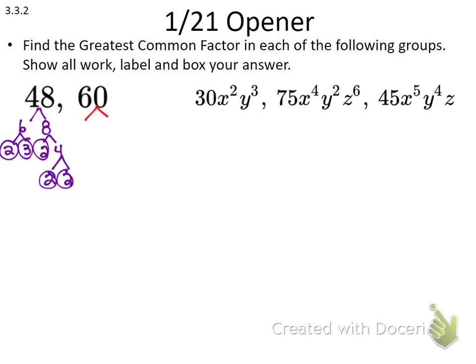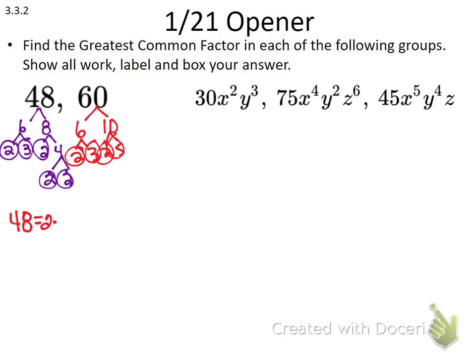What are two factors for 60? 6 times 10. Keep going. 6 is 3 and 2, and 10 is 5 and 2. All right. Hey, Danny, can you put that up? Okay. Then we come down here. We have 48. Put my prime numbers in order. I get what?